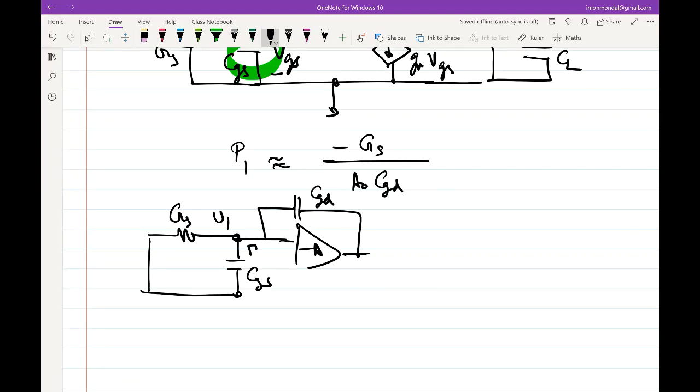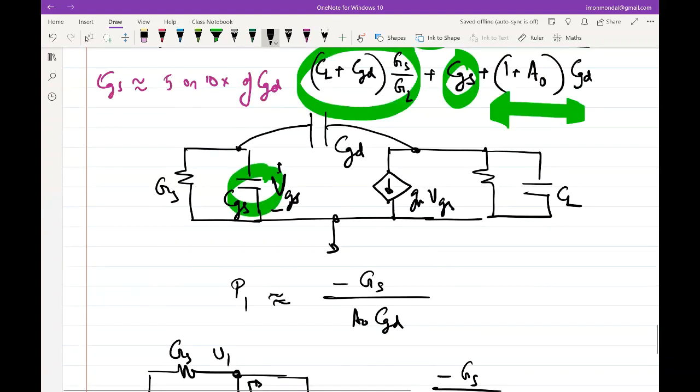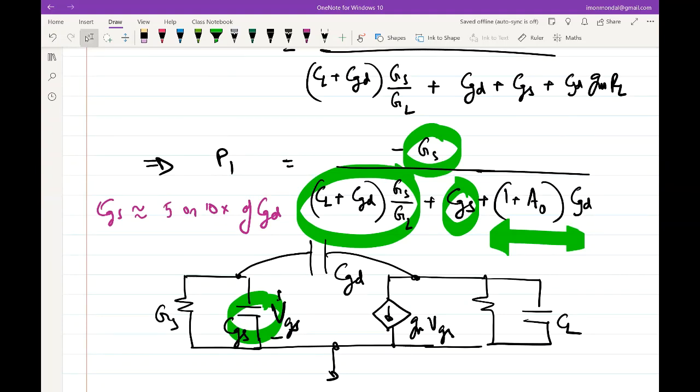So what is the capacitance looking in? CGD times 1 plus A, right? So this basically becomes... what would have been the pole then? Minus GS by CGD plus 1 plus A times CGD, right? This is if that were a perfect voltage controlled voltage source. In our case, it's not. Since it's not, we don't expect the same location of the pole, right? We expect it to move around a bit, and that is an error term. We can attribute it to that.